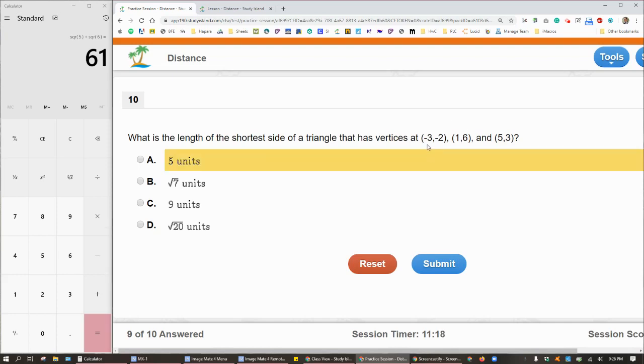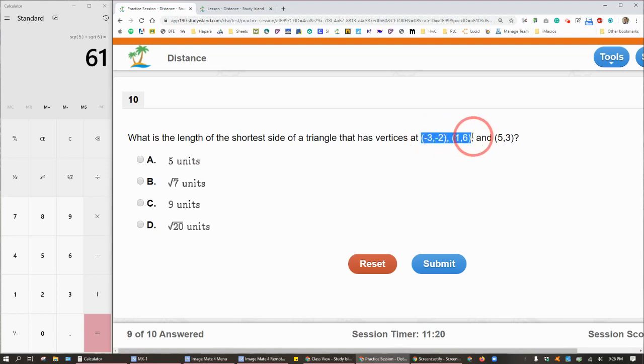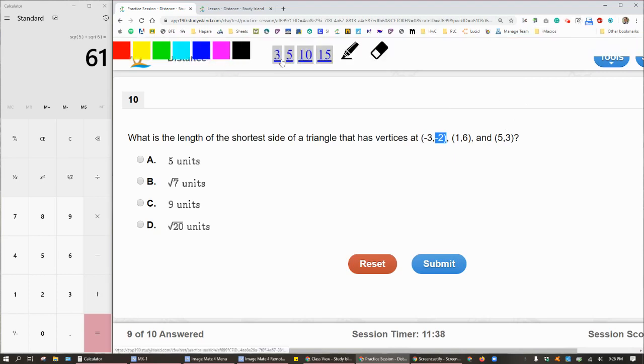What is the vertical distance between the first 2 points? Well, vertically, this point is at 6, and this point's at negative 2. So how far apart are these 2 points vertically? They're 8 apart. So if we're using the Pythagorean theorem, the vertical distance between those 2 points is 8. We're going to start with 8. That's our A, if you will.